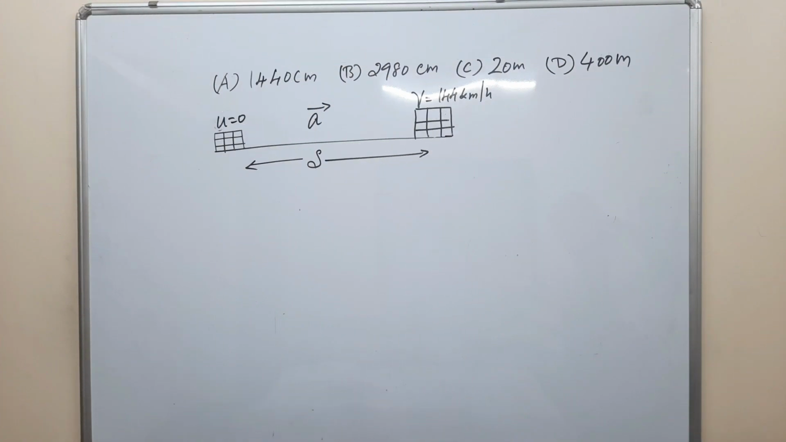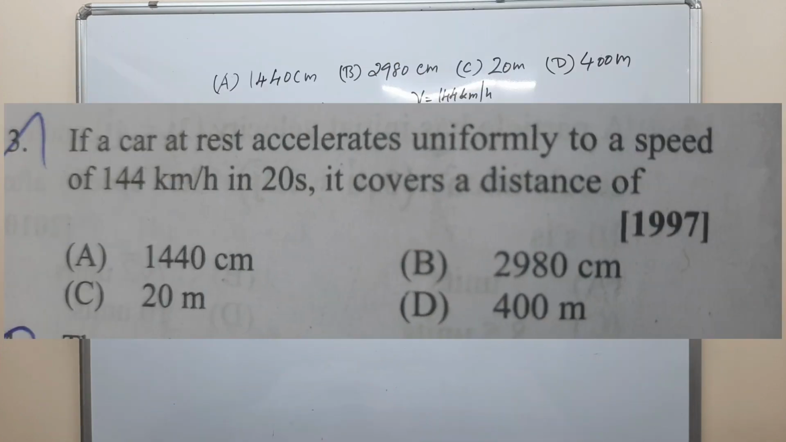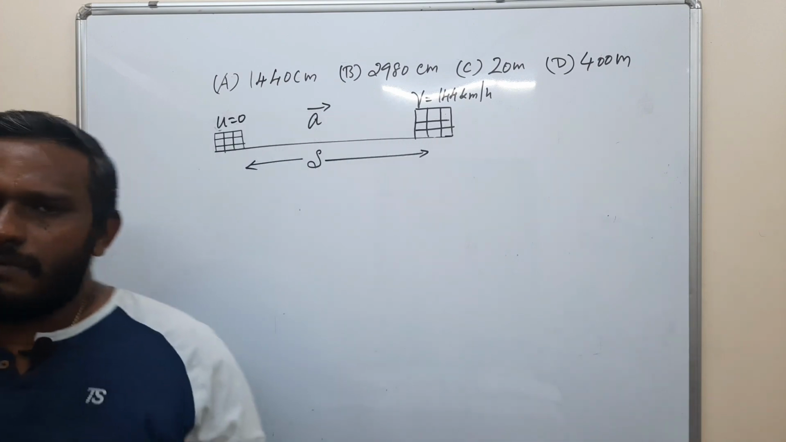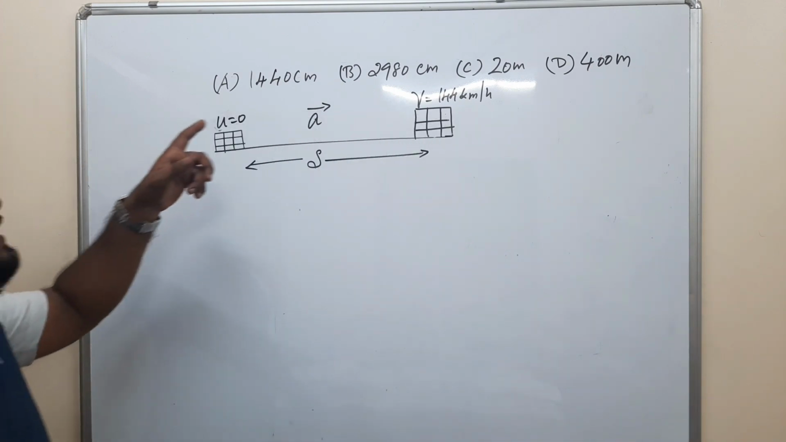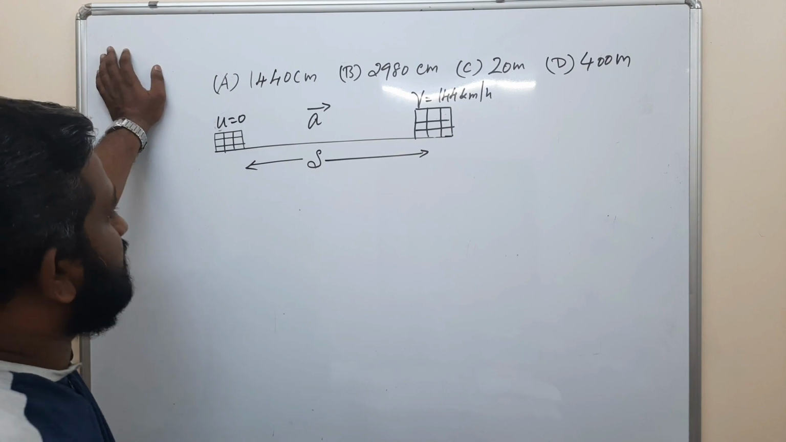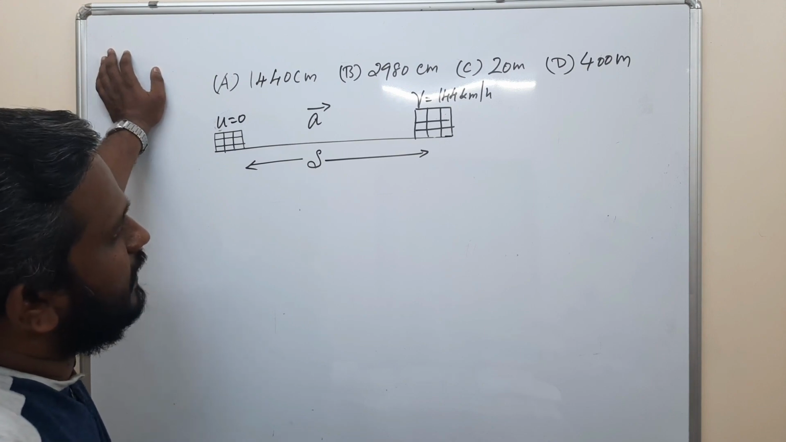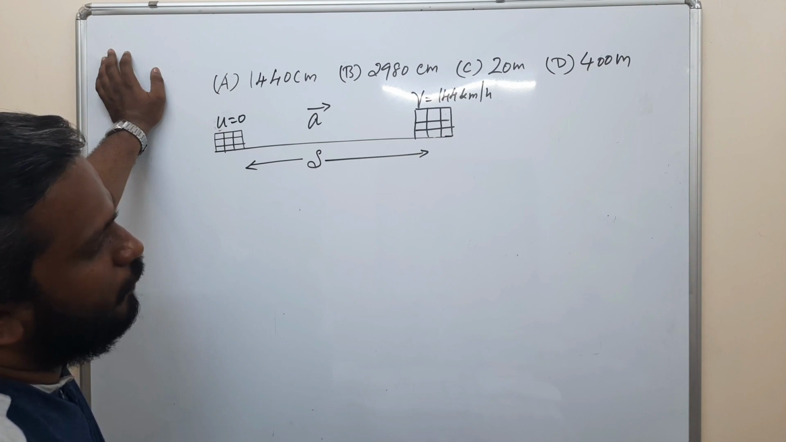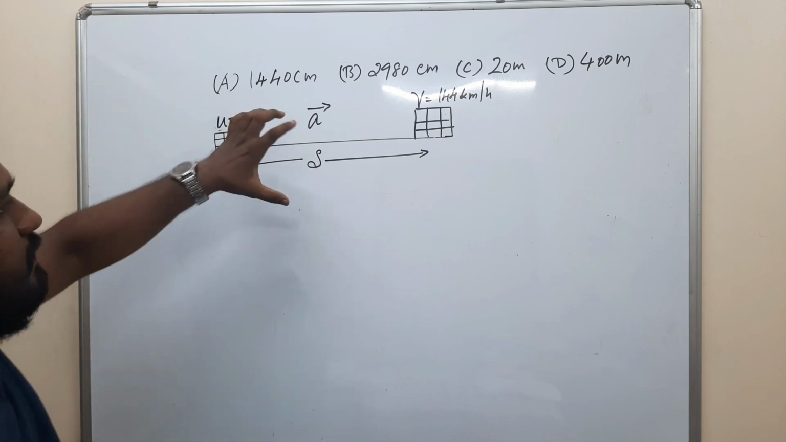Okay, so the 10th question. If a car at rest accelerates uniformly to a speed of 144 km per hour in 20 seconds, it covers a distance of. These are the four options: A 1440 centimeter, B 2980 centimeter, C 20 meter and D 400 meter.